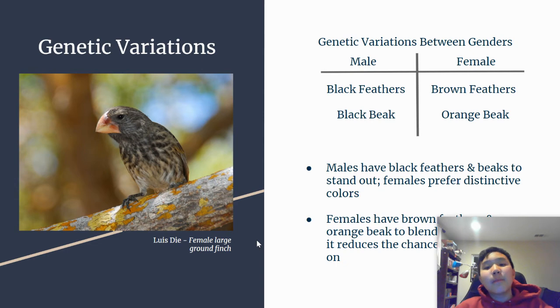This is because males have black feathers and beaks to stand out, since female birds prefer distinctive colors and are more attracted to those. And females have brown feathers and an orange beak to blend in with their nest because it reduces the chances of being preyed on. And this is a female ground finch right here.